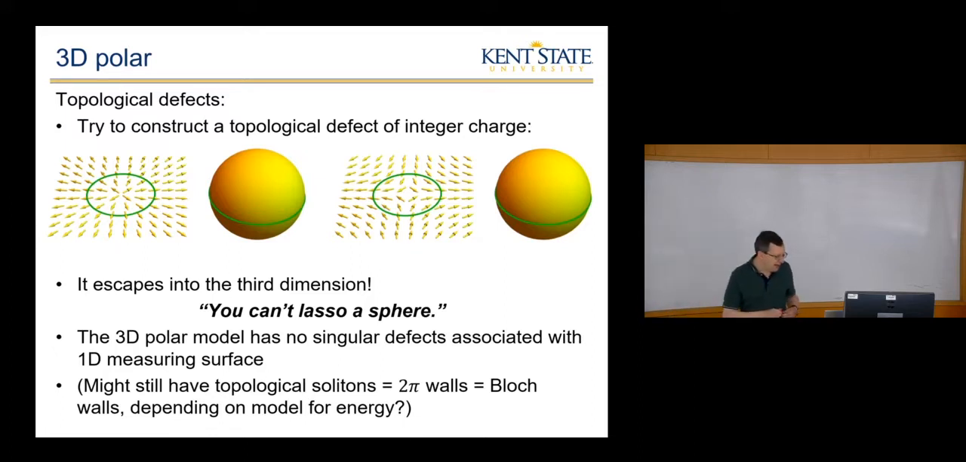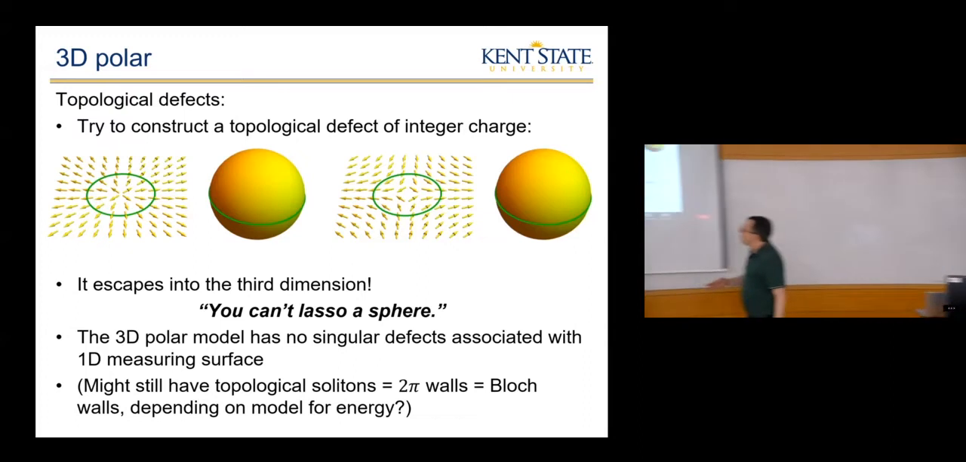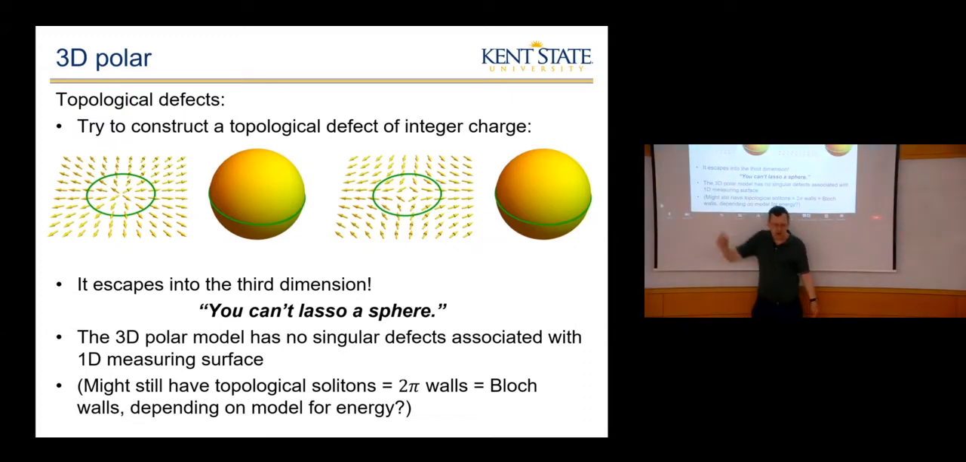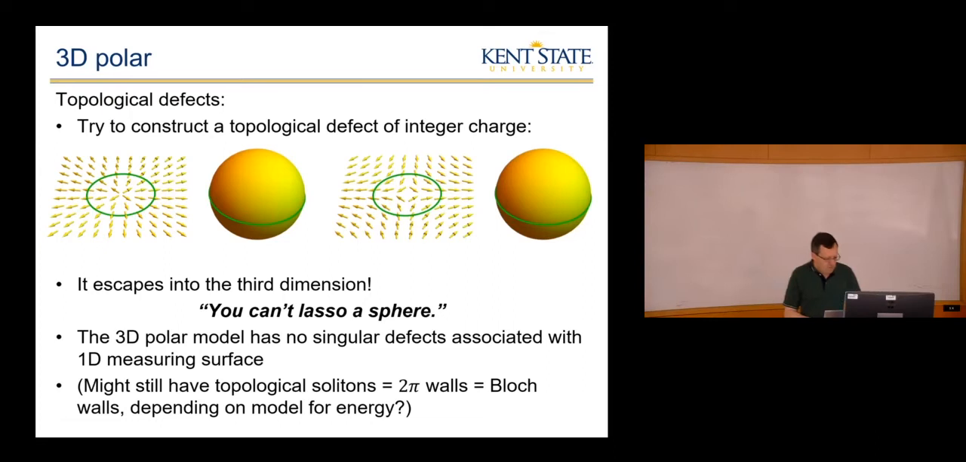Okay, let me show you why. Suppose you try to construct a topological defect with some integer charge. So this is 3D polar now, so the arrows are single-headed arrows. Right? So here is 3D polar order as a function of x and y. Okay, I think maybe I've made a +1 defect right there, right? It looks like a +1 defect, right? Okay.